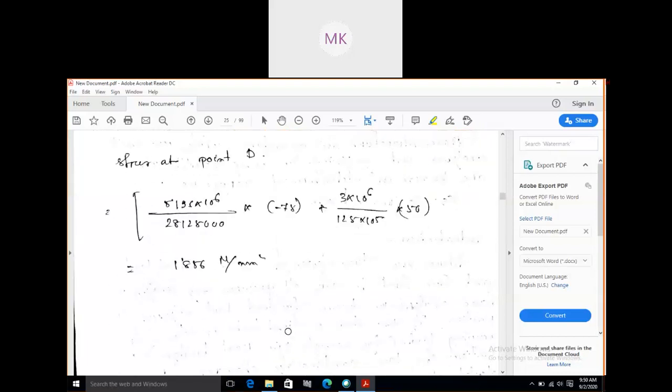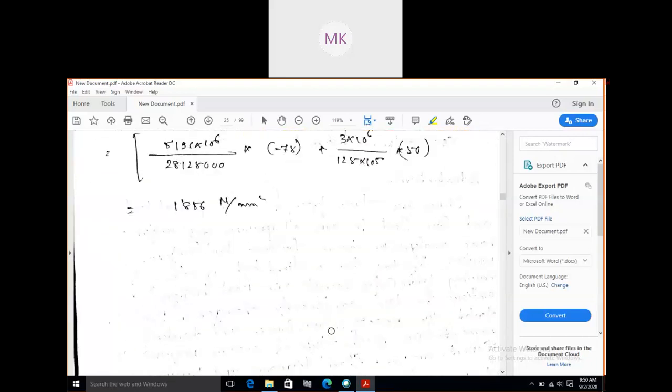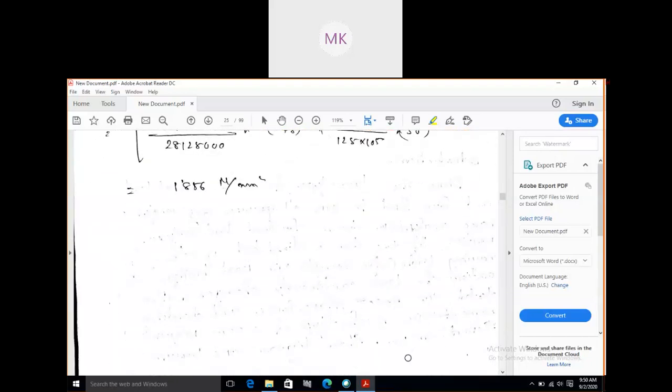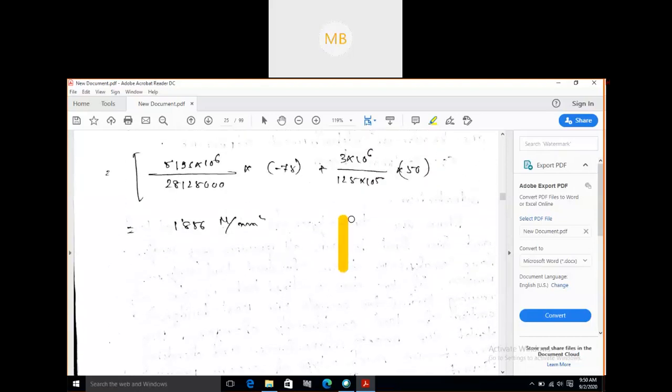Now here you see, the term tensile is written. Can anyone tell me why it is written tensile here? Outward. Let me explain. Someone is saying something, please repeat. Outward direction. Okay, fine, that's also fine.